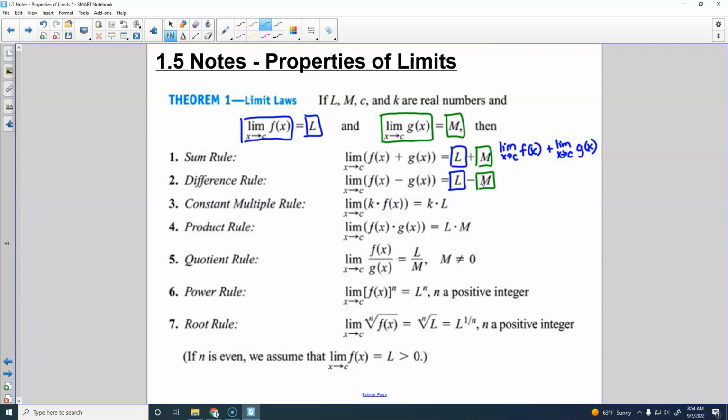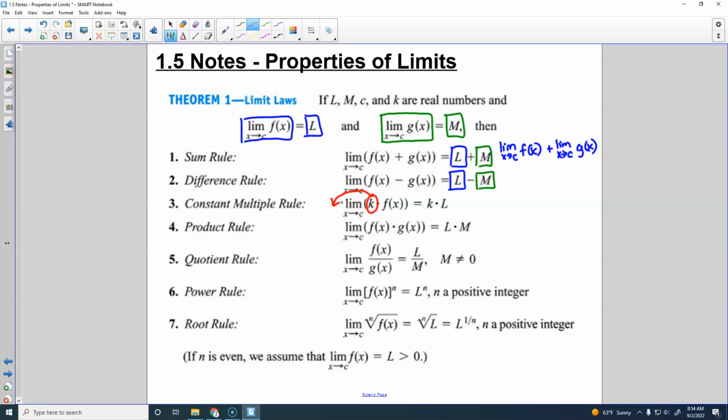And if we have a constant, so in this case, k here is a constant number, so it might be like 2 or 1 or 0.75, 3/4, something like that. Any constant right here multiplied by a function, we can basically just pull that constant out front. So it's going to be that constant times whatever the limit is for that. That will become useful to us on some of the different things that we do.